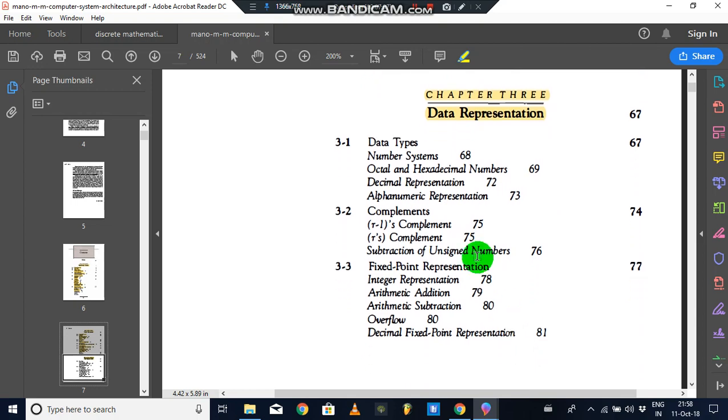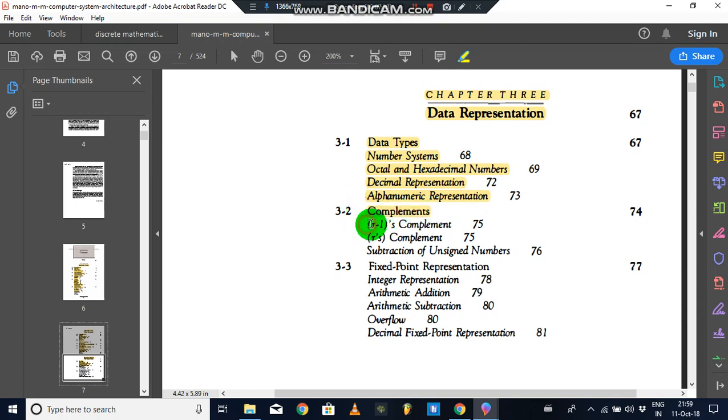So the first topic, data type. Second, number system. You already know what the data type is: integer, floating, unsigned. And number systems: octal, hexadecimal. You already know what hexadecimal is. Decimal representation. Alphanumeric. What is alphanumeric? A to Z and 0 to 9. And complement, what is the complement?